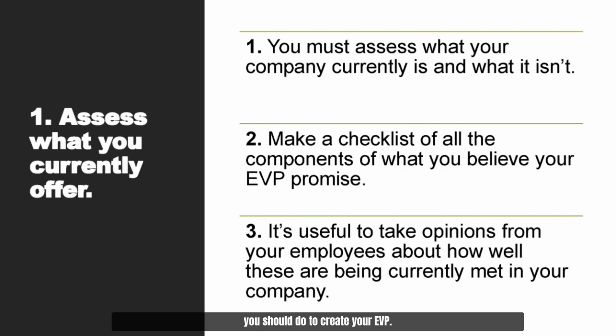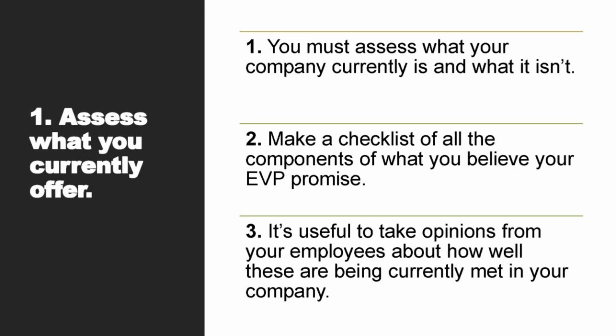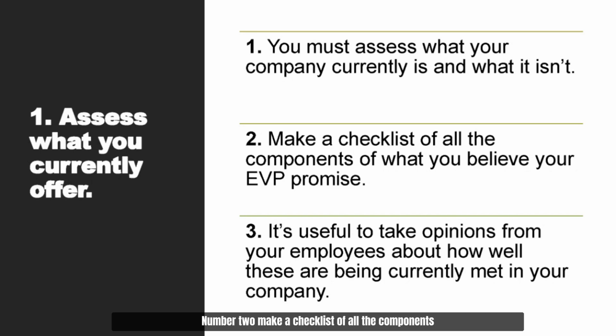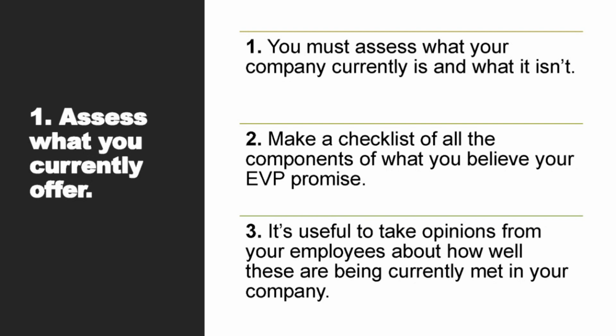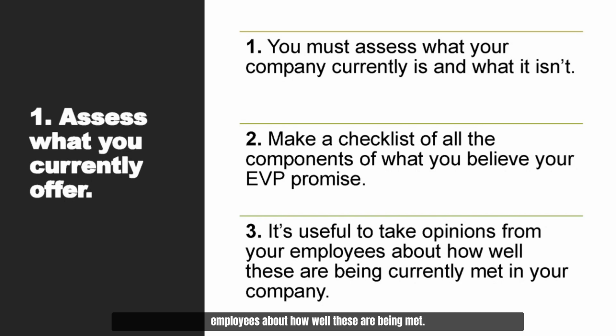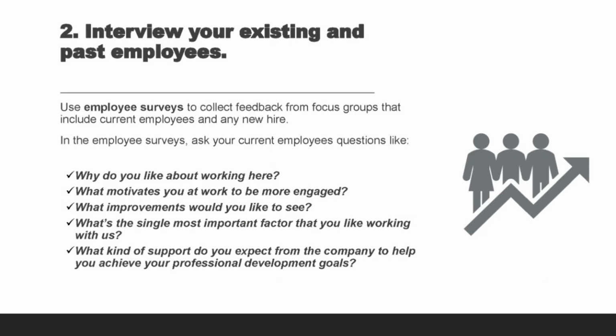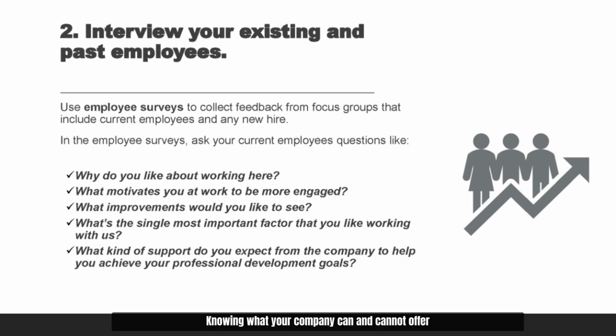Let's take a look at the first thing you should do to create your EVP. Your EVP development should start with the basics. First, you must assess what your company currently is and what it isn't. You need to be very clear about your branding. Number 2, make a checklist of all the components you will promise or deliver in your EVP. Go through each item in the EVP checklist and determine the extent to which your company actually offers these things or will offer. It's important to be completely objective while carrying out this activity. That's why it's useful to take opinions from your employees about how well these are being met. Knowing what your company can and cannot offer is crucial for building your strong EVP.